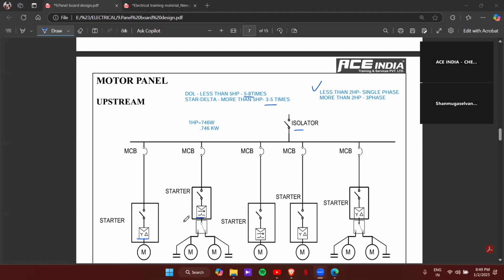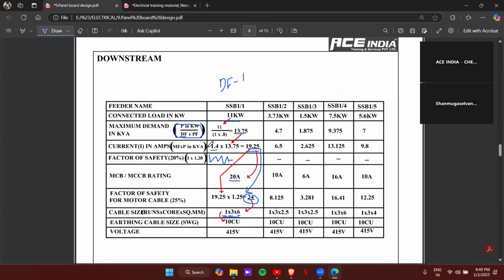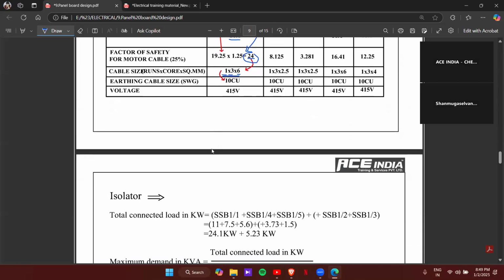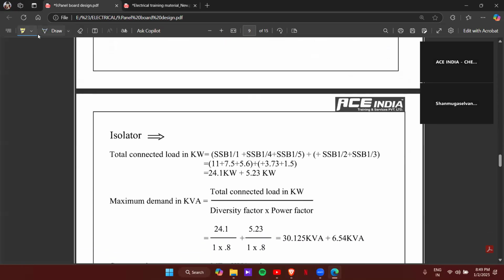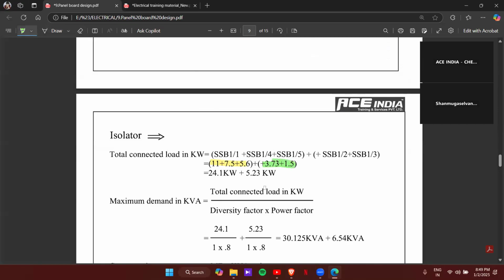So DOL will have 5 to 8 times, and star delta starter will have 3 to 5 times. That means if you have to add, you have to add them separately, only for motor panels. So here I'll consider the star delta starter motors separately and the DOL starter motors separately.